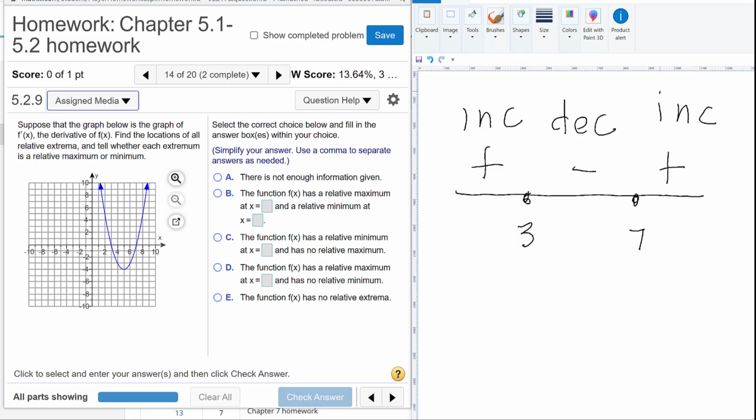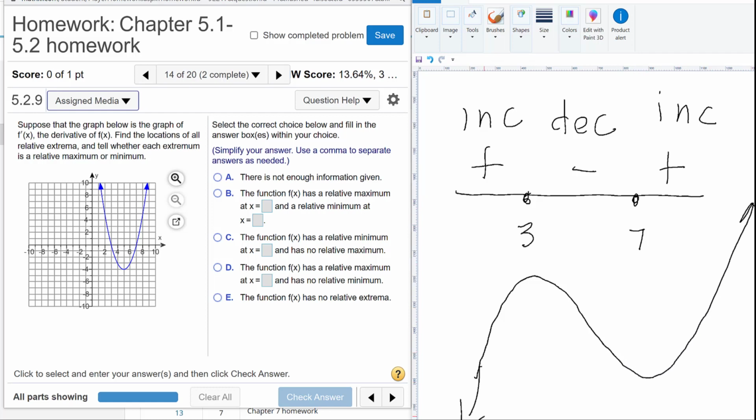So let's draw just a quick sketch of the graph. It's increasing till it gets to 3, where it's constant for a second, and then it starts to fall, where it's constant for a second, and then it starts to climb.